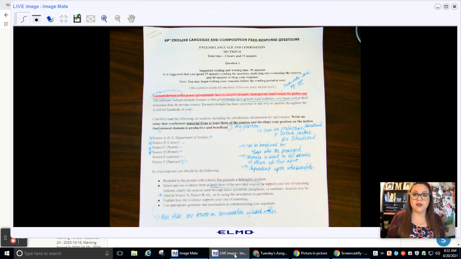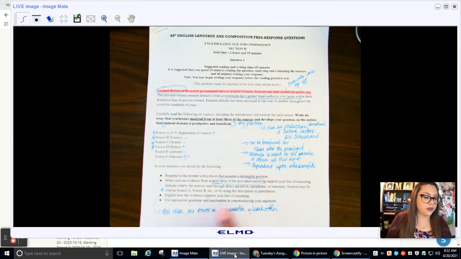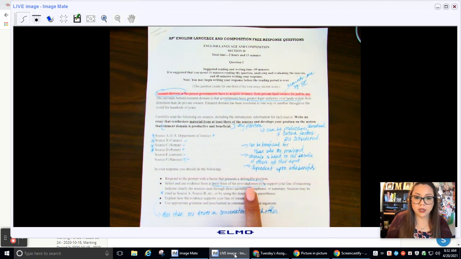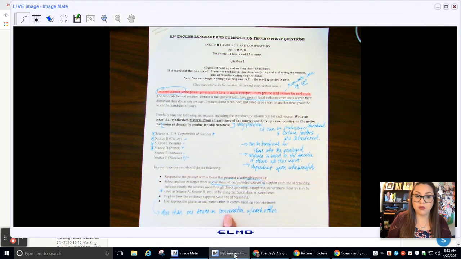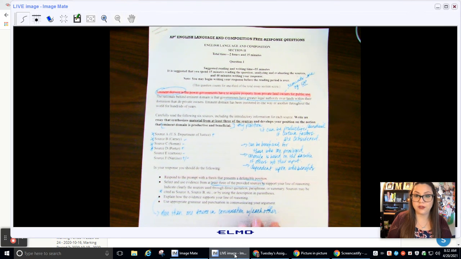So for my position, I didn't really know what I was going to say. So at the beginning, I just said it can be productive or beneficial if certain factors are considered. I had to read the sources in order for me to figure out what the rest of my position would have been. So then I also looked at my rubric here. So I know I need to have at least 3 of the sources. I reminded myself to try to put more than one source in conversation with each other.